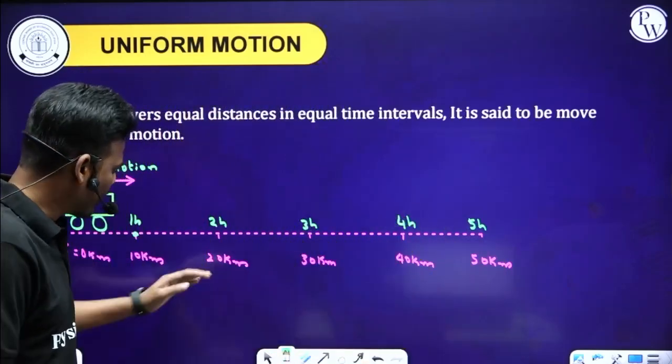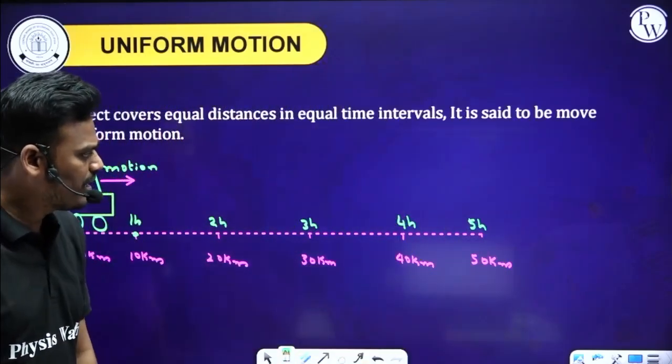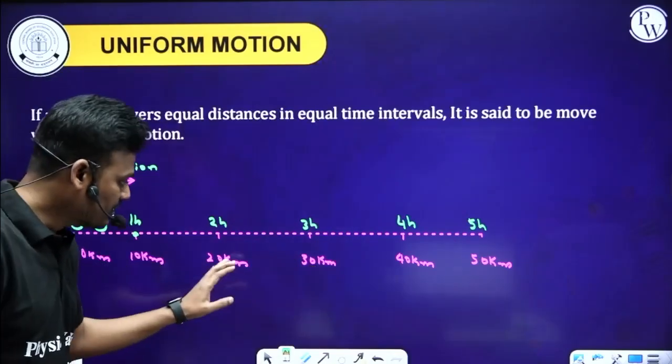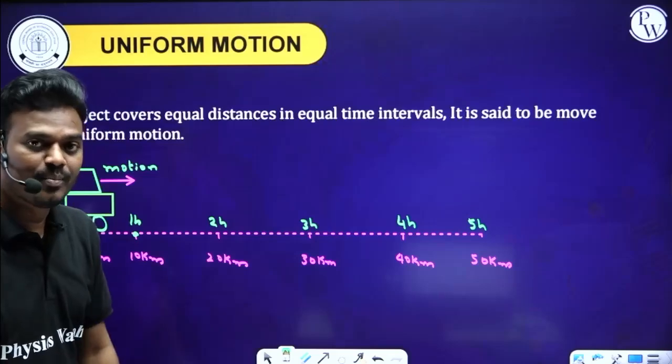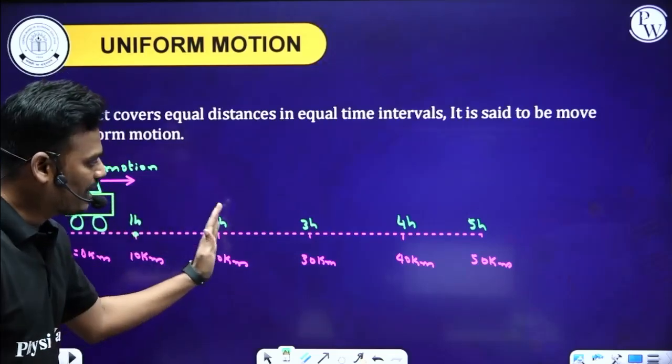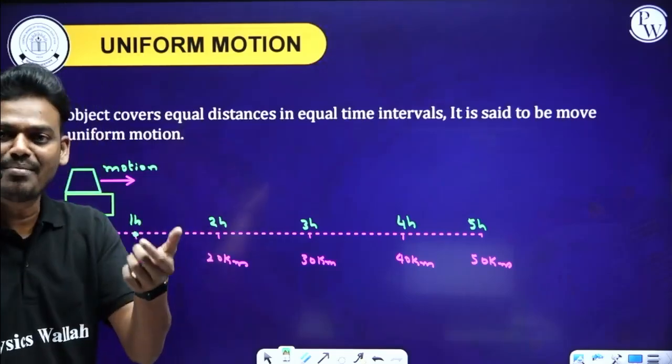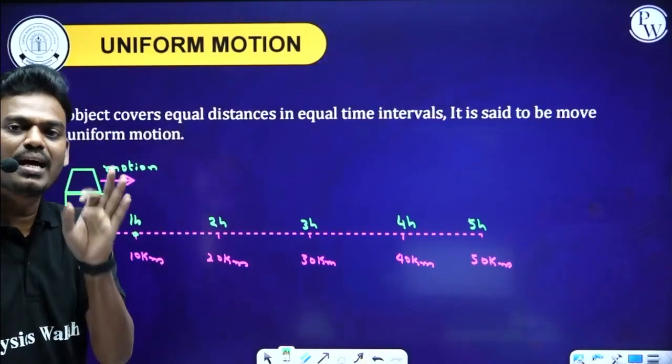Sir, but here 20, 30, 40, 50 kilometers they have given. But you are saying 10 kilometer, 10 kilometer, 10 kilometer. Don't concentrate on 20 kilometer, 30 kilometer, 40 kilometer. So from one position to other position, how much distance this car has traveled and how much time it has taken, that we need to concentrate on, okay?